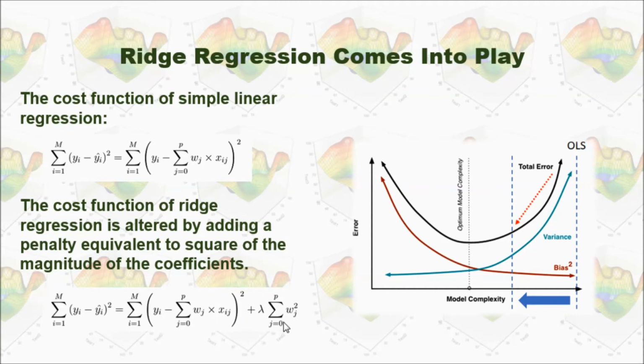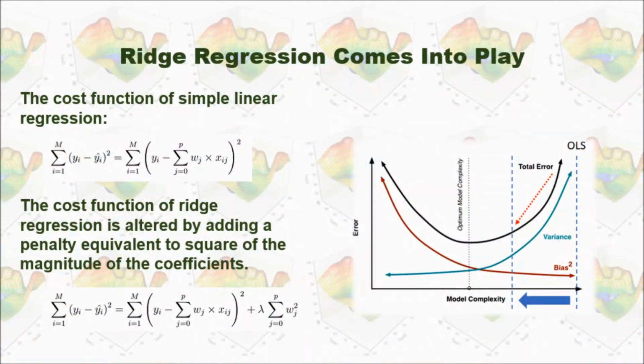This term adds a penalty equivalent to the square of the magnitude of the coefficients. You can see there is a parameter lambda here. This parameter is very important. If lambda is 0, the cost function of ridge regression becomes the same as the cost function of simple linear regression. But when lambda increases to a very large number, we put a lot of penalty on these coefficients.